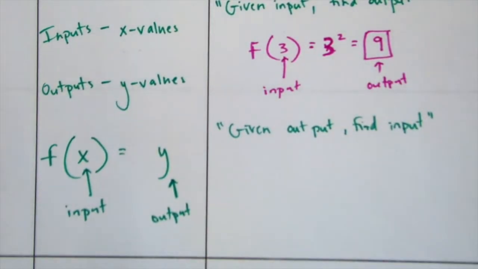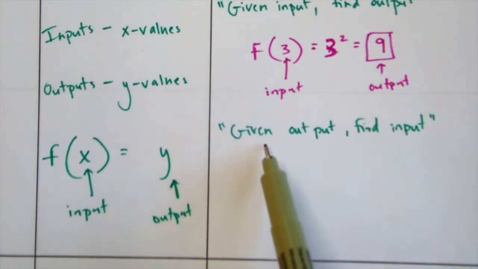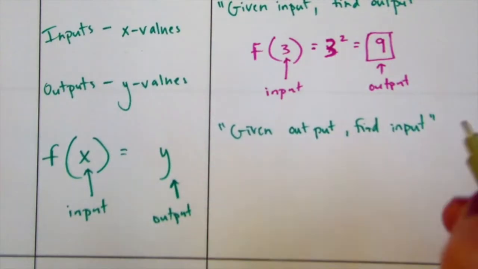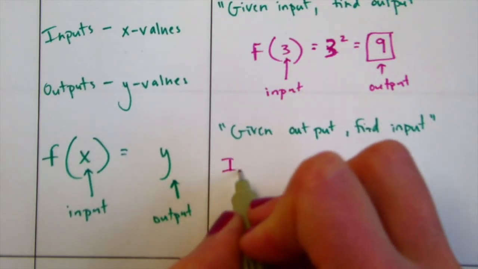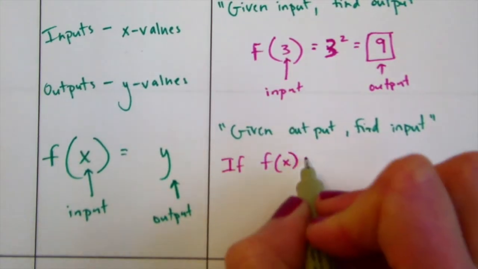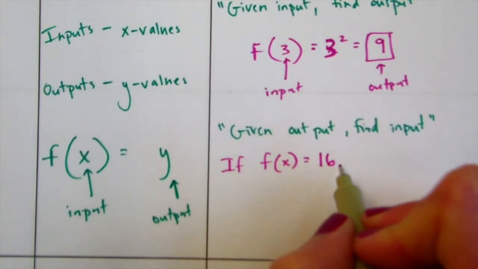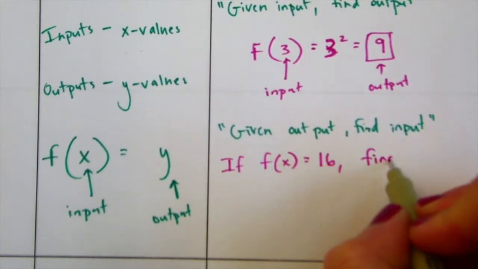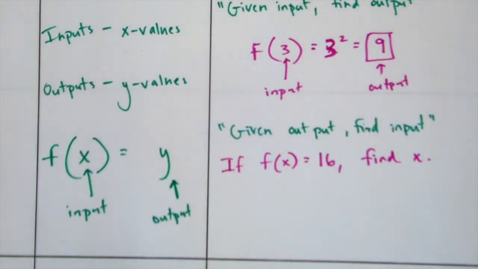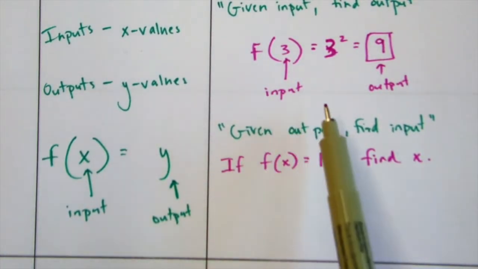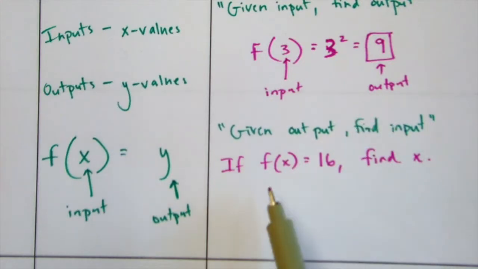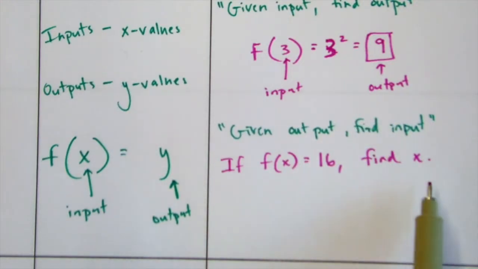Okay. Next, given output, find input, we'd be told something like, if f of x equals 16, find x. So the opposite thing is happening. Instead of being given the input and finding the output, we're given the final output and we're going to go backwards to find the input.